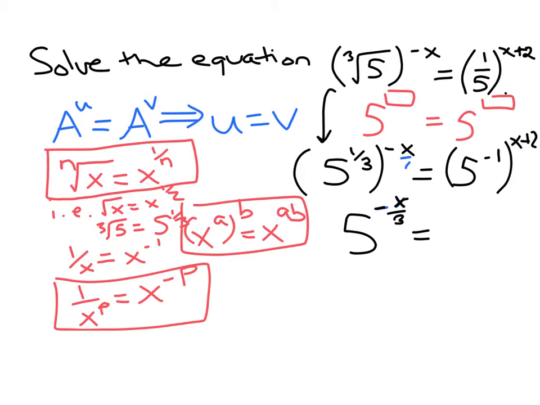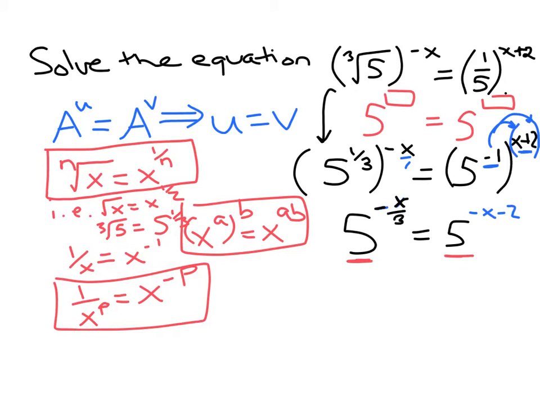Same deal over on the right side. You have negative 1 times x plus 2, and you should multiply the negative 1 times that whole expression, x plus 2, so it should distribute to both parts here. So you have 5 to the negative x minus 2 when you distribute that negative. Notice now that you do have just a single exponential expression on both sides with base 5.